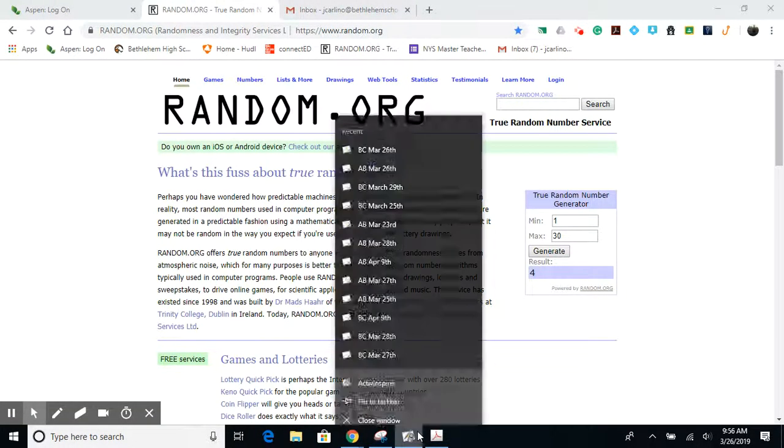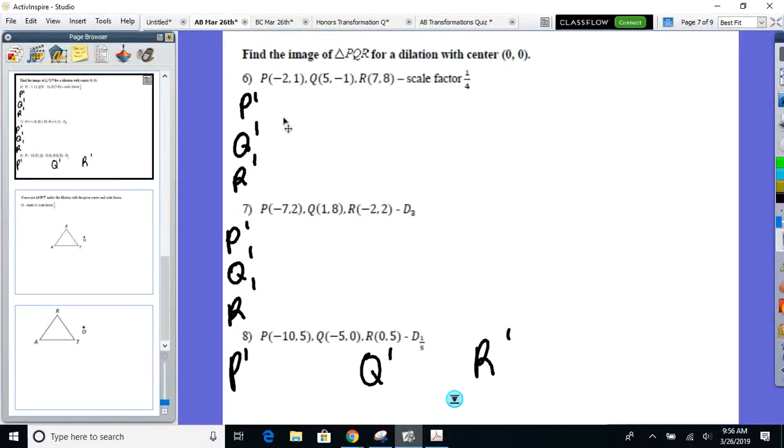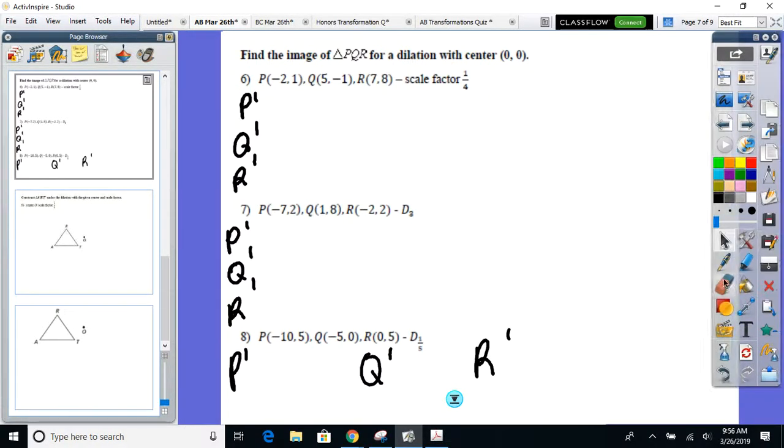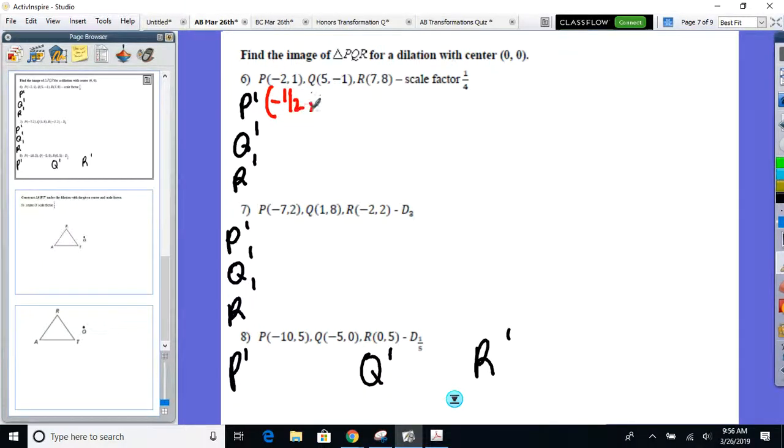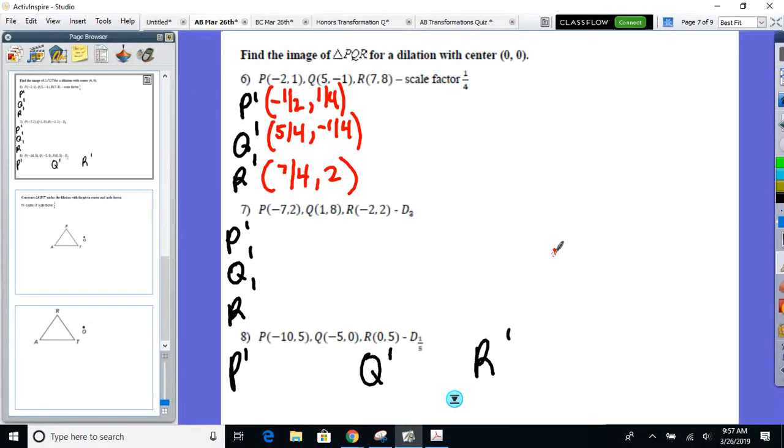Here we go, number 6. I need P, Q, and R. Negative half, 1/4, yep. Q prime. Yep. 5/4, negative 1/4, or the decimal if you left it as a decimal. R prime, the finisher. 7/4, or 1.75. Good, any issues? Okay, let's keep this train rolling, then we can grab the old compass.